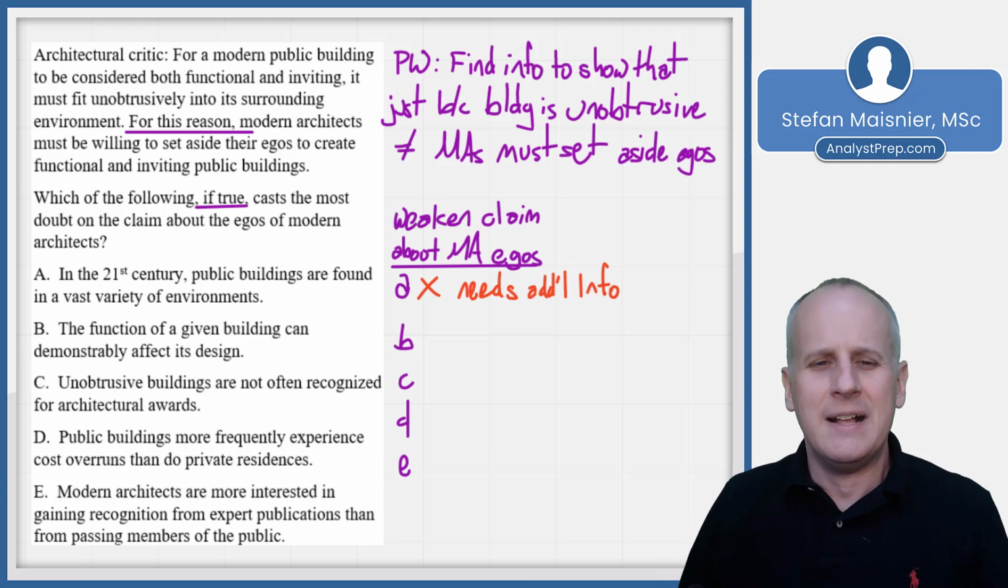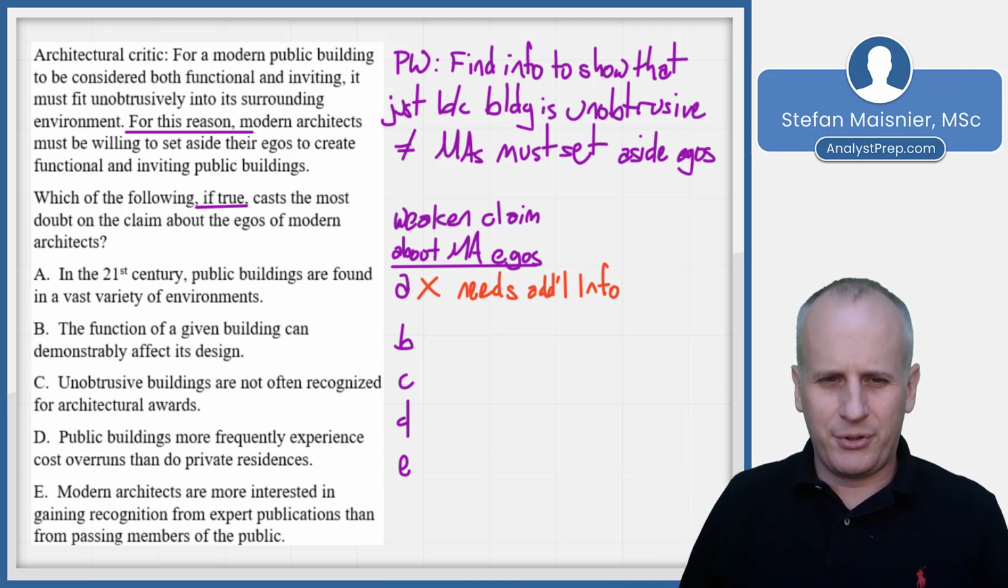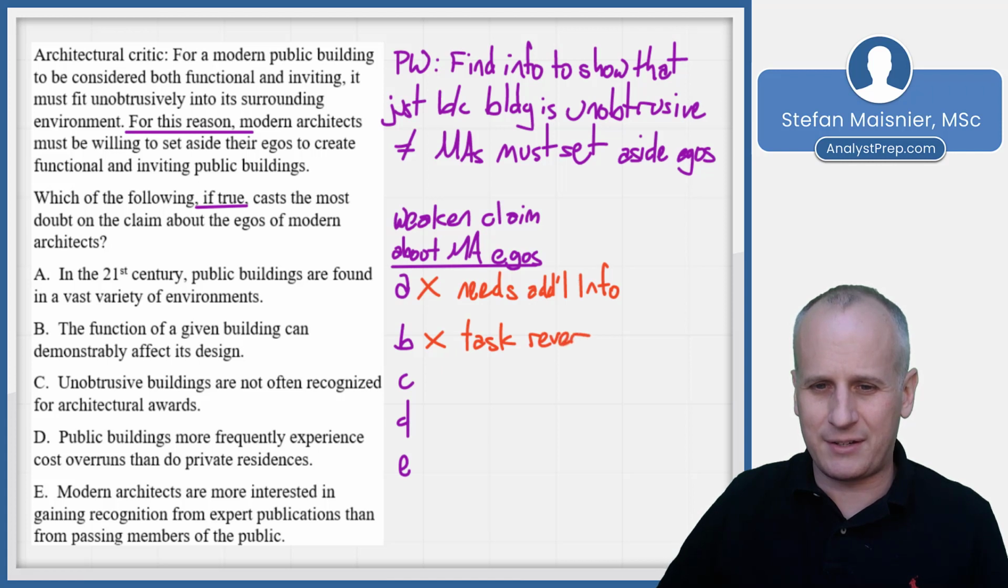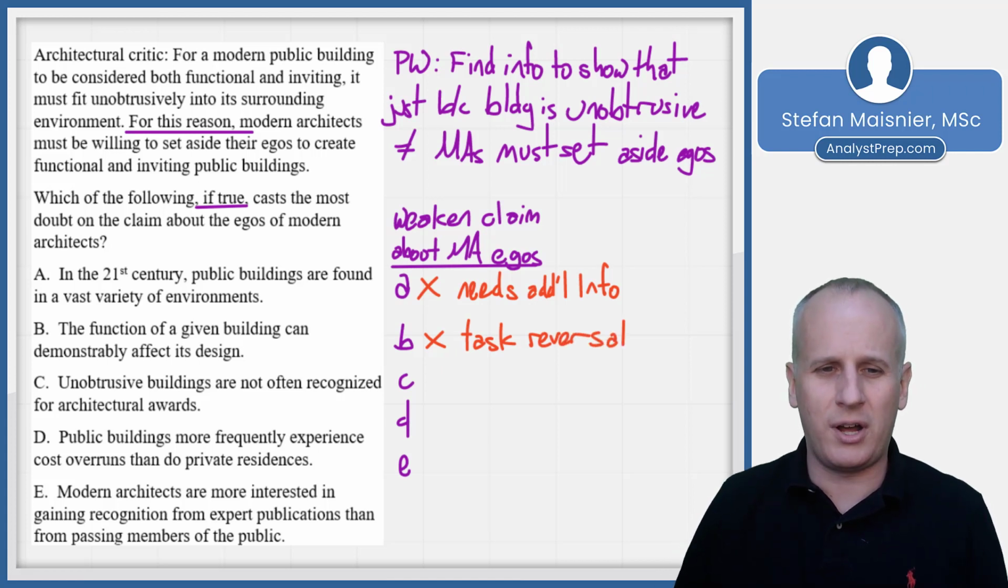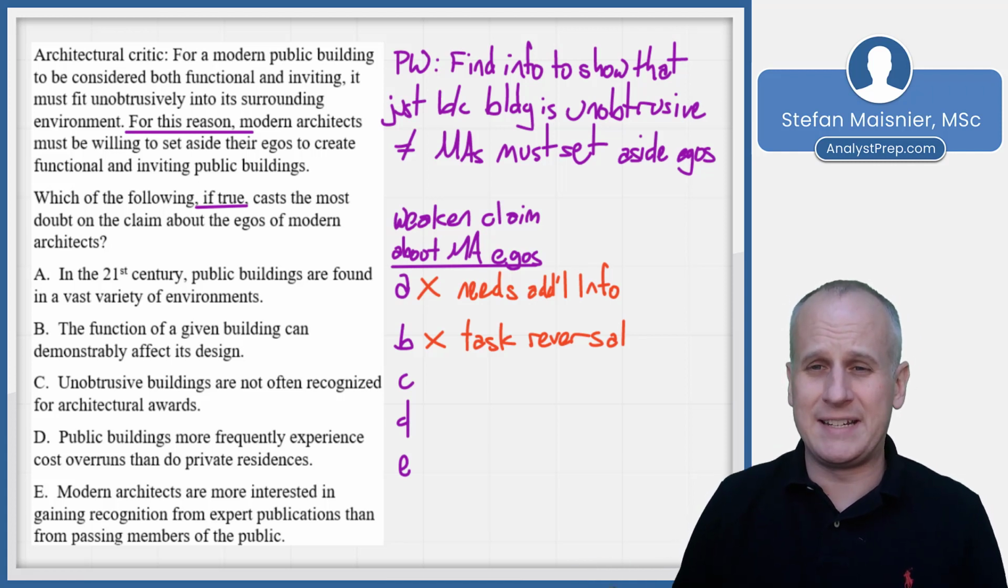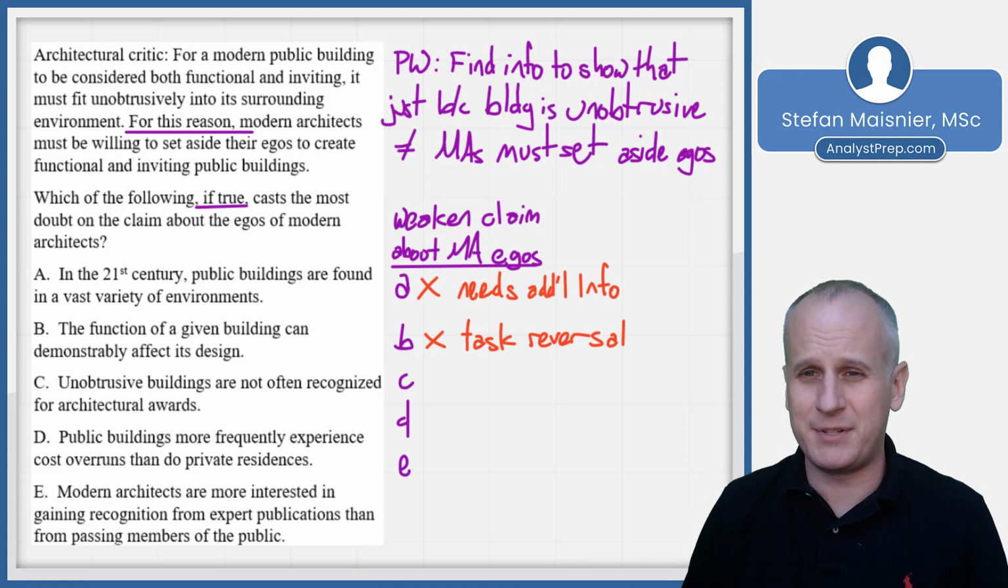Choice B: the function of a given building can demonstrably affect its design. So that's saying that the building's function is going to affect the design. And if that is what affects the design, then it might be less so attributed to the modern architect. So, if anything, this would be a task reversal. This makes it seem like they do have to set their egos aside because they're going to have to focus more on the function than trying to put in whatever details or style that they personally have themselves, the modern architects.